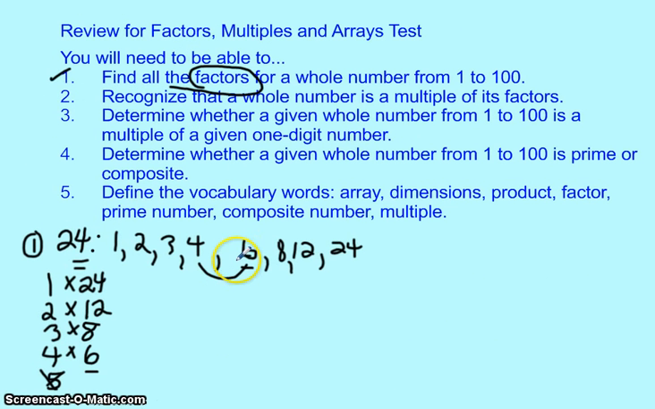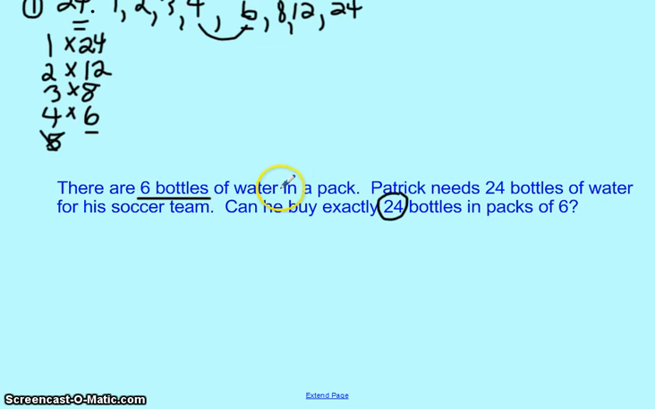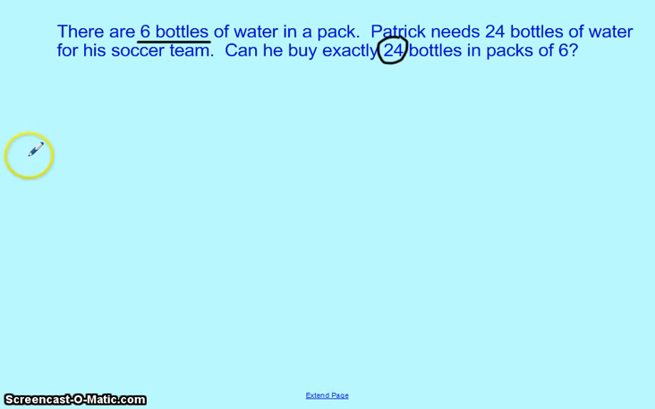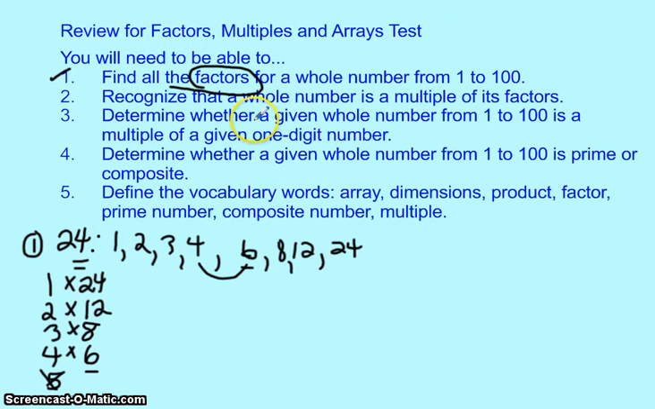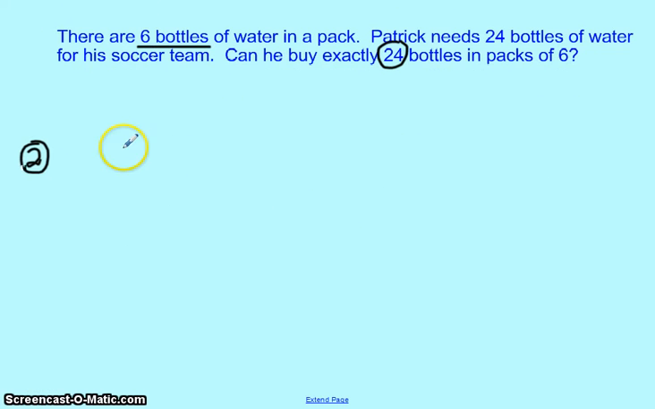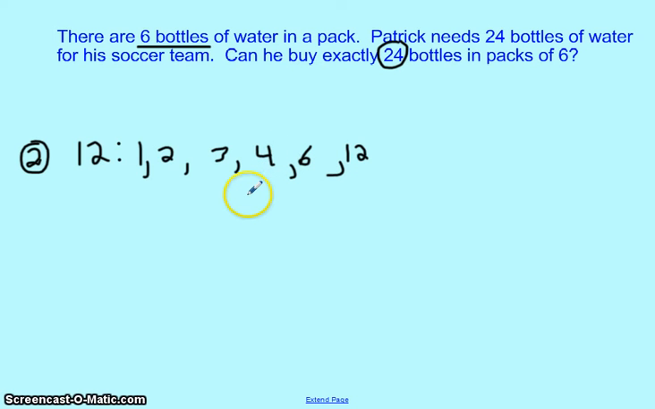All right, let's move on to the next one. Recognize that a whole number is a multiple of its factors. So what does that exactly mean? Let's take the number 12, because we've done that often. What were our factors for 12? We know 1 times 12 is 12. We know 2 times 6 is 12. And we know 3 times 4 is 12. Those were all the factors.